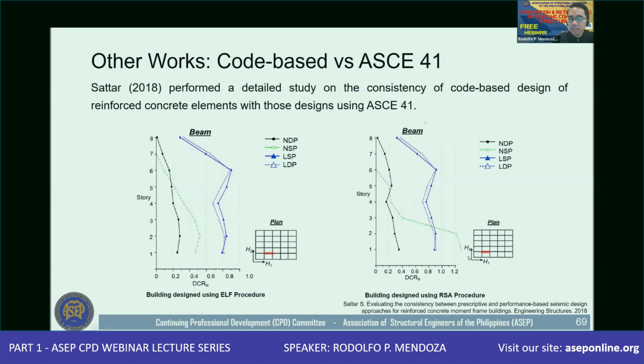Similarly, if you perform an analysis using response spectrum method and run this analysis using ASCE 41, again, there is a discrepancy between the results of nonlinear methods and linear methods, as can be observed in this figure. So what is the conclusion of Satar?